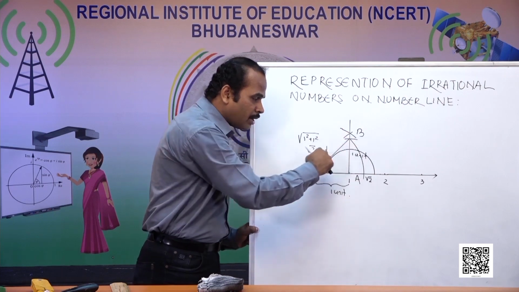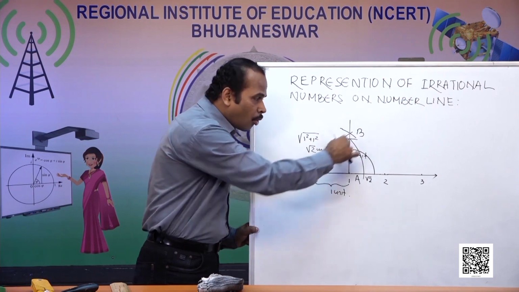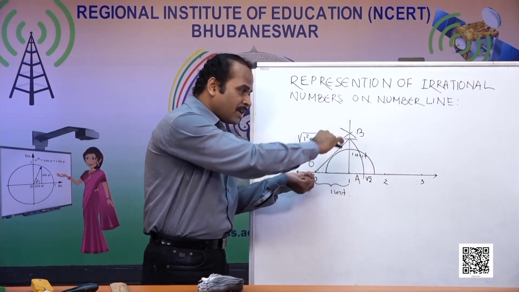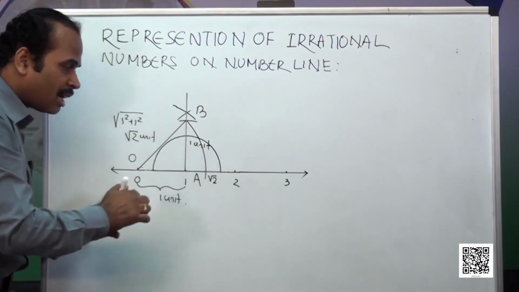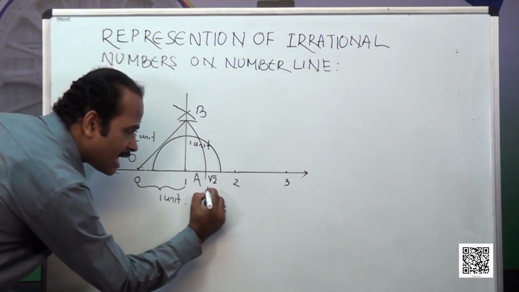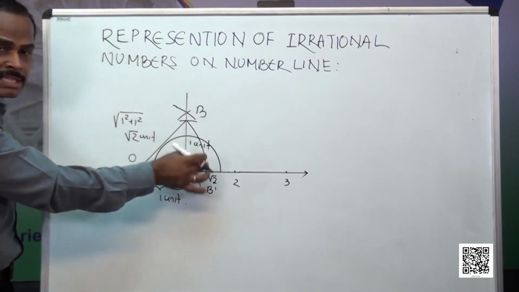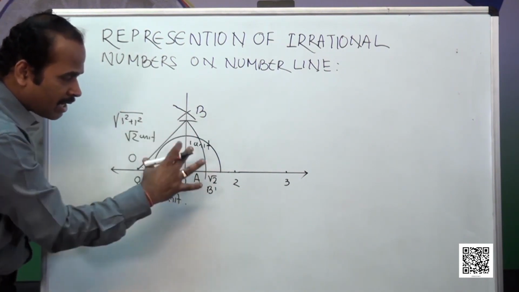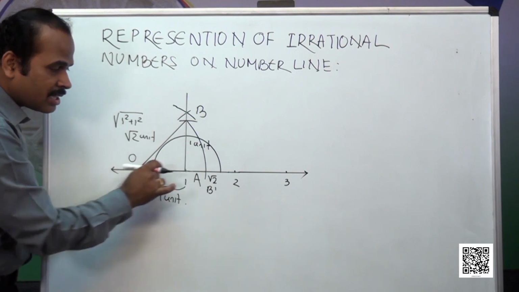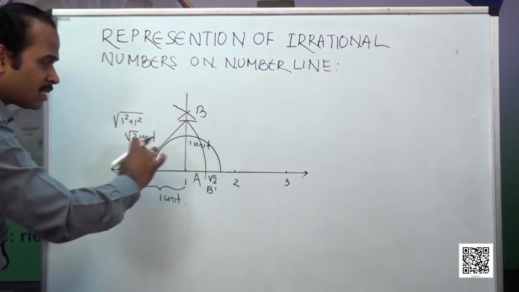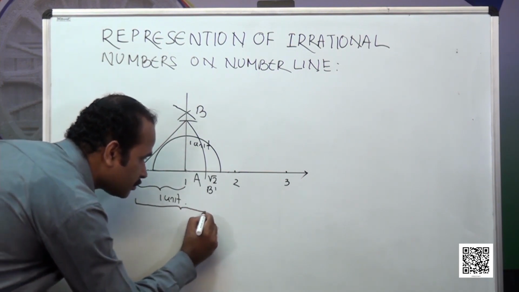Now this length I need to bring onto the number line. So I selected this point O as the center and OB as the radius. Keeping this center fixed with my compass, I drew an arc such that OB will be equal to this point. Let me call it B dash, because OB and OB dash are both the same length, being radii of the same circle. Now this length OB came onto the number line. So from the point 0 to this point B dash, the length is root 2 unit. And this point B dash on the number line represents root 2. So this length I can say is root 2 unit.